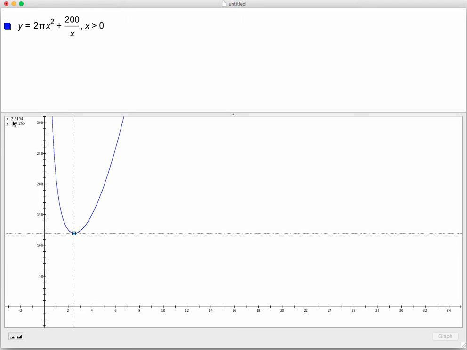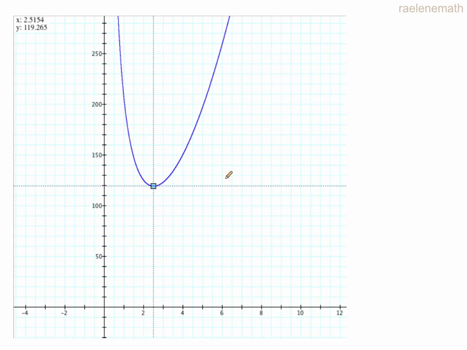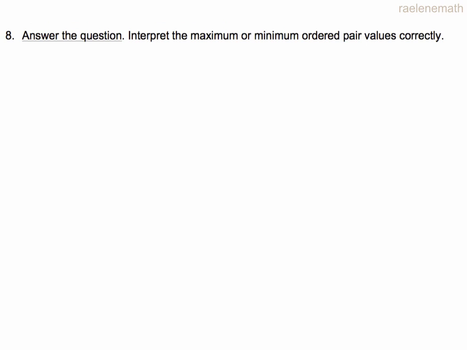And the x coordinate, or the radius, is 2.515 for the minimum surface area, or height of this graph, of 119.3 square inches. And so we have that function plotted here, and we can see that x is the radius and y is the surface area, and that minimum point occurs at 2.515 inches for a surface area of 119.27 square inches. And so this allows us to state the answer to our question.